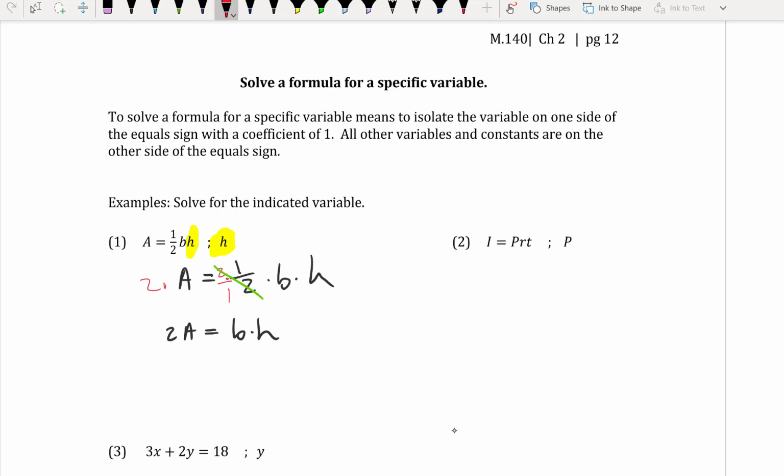To get the h by itself, remember, I still want to get that isolated, then I divide by that coefficient. Even if it's another variable, you can divide that out. So that 2A divided by b is equal to my h value.